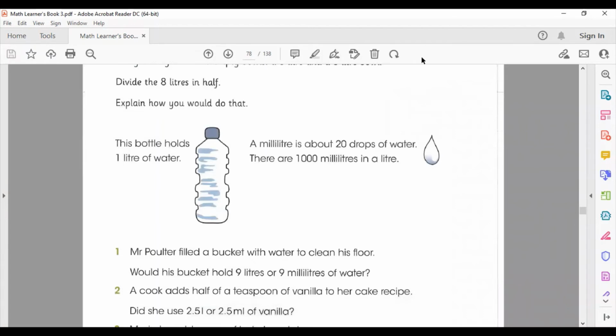Obviously, so we can say 1 liter is equal to 1000 milliliters. Obviously, for a big container, we are using liter. For small containers, we are using milliliters. So this should be in our mind. We are solving liter and milliliter questions.